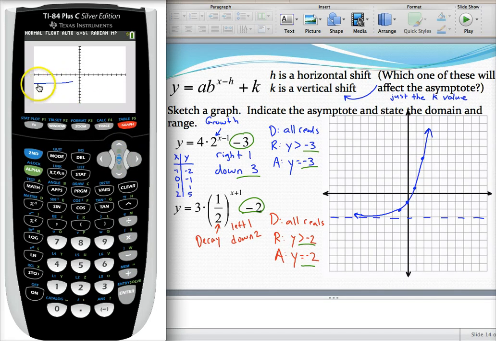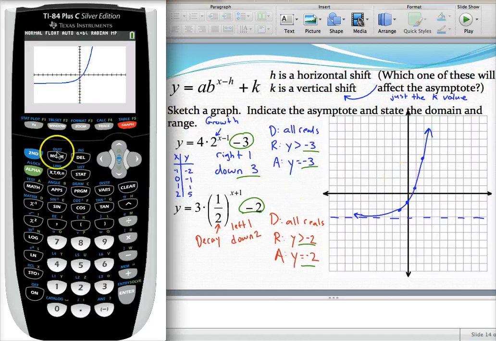Notice the graph looks very flat right there. It's not completely flat, but because of your pixels, it may look flat. So I can see that, yeah, that's kind of what it looks like. The graph does kind of bottom out, and guess where it bottoms out at? That's at -3, which is where we said the asymptote would be.